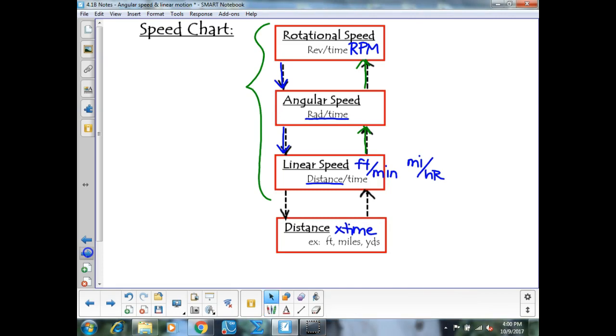Now the key, in my opinion, for this speed chart is to know which unit conversions you're going to use in between. So in other words, to go from rotational speed to angular speed or vice versa, we're basically exchanging revolutions for radians. So my exchange rate is one revolution equals 2 pi radians. We're going to use that whole factor label method to decide, do I want revolutions on the top, or do I want to cancel it and put it on the bottom?